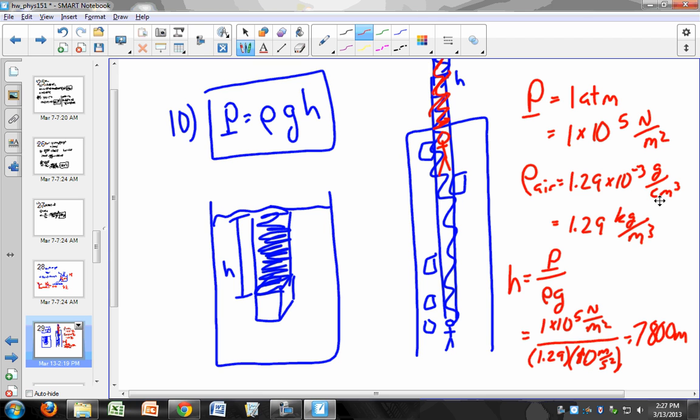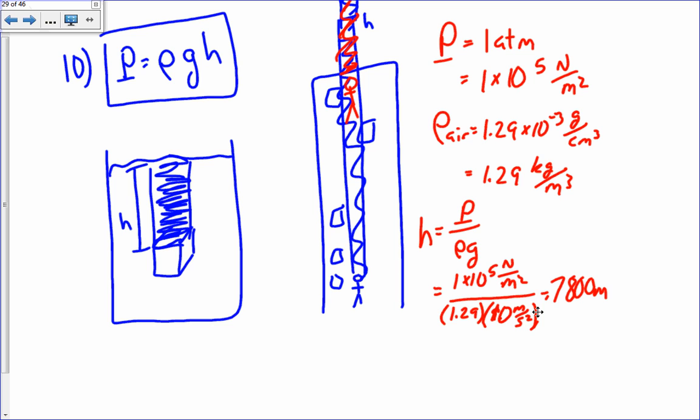So that's assuming that the atmosphere is about 7.8 kilometers above our head. That's actually a bit of an underestimate because the density of air will actually decrease as you go up. So you actually get a slightly higher level of, I have 7,800 meters of air that's sitting above my head that pushes down onto me that causes the pressure that I feel at sea level.